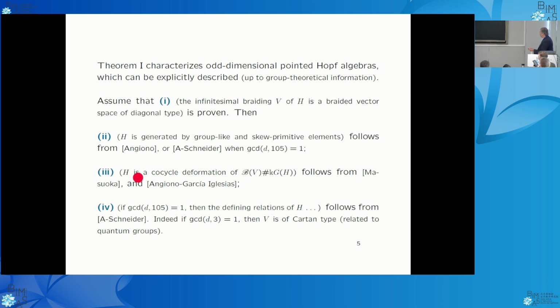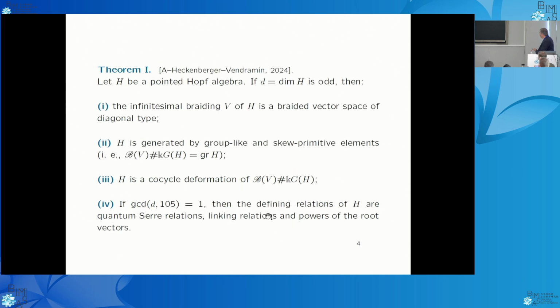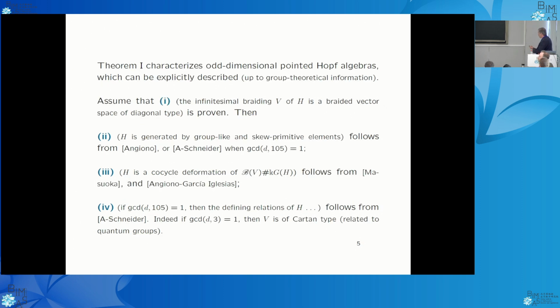Similarly, 3 follows from previous results by Masuoka and Andruskiewitsch and Garcia Iglesias, and 4 follows because the defining relations are skew primitive cocycle powers of the ones that I explained before: linking relations, quantum Serre relations, and powers of the root vectors. This also follows from previous results by Schneider and myself. So essentially what I want to say is that to prove theorem 1, we only have to prove item 1.